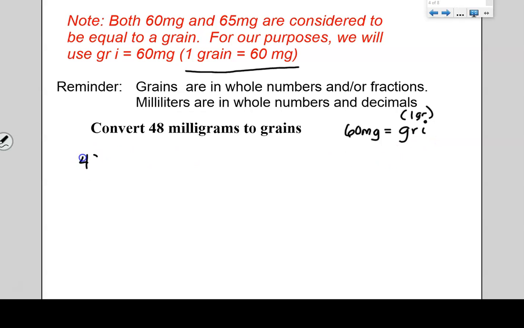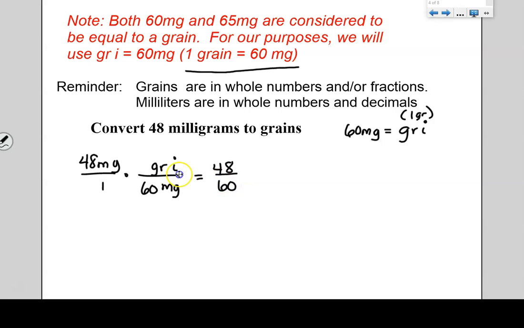So we'll start out with the given, 48 milligrams over 1. We need milligrams to cancel, so we know that unit goes on the bottom. We need grains, which is what we want to end up with, so that unit goes on the top. Now, looking at my conversion, there are 60 milligrams in 1 grain. And remember, I is still the Roman numeral for 1. Let's do the math. 48 times 1 is 48, and 1 times 60 is 60.